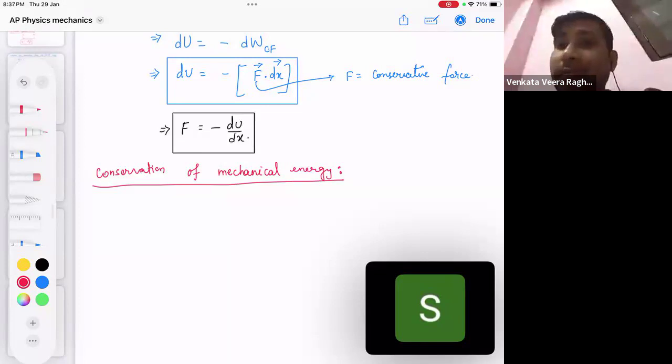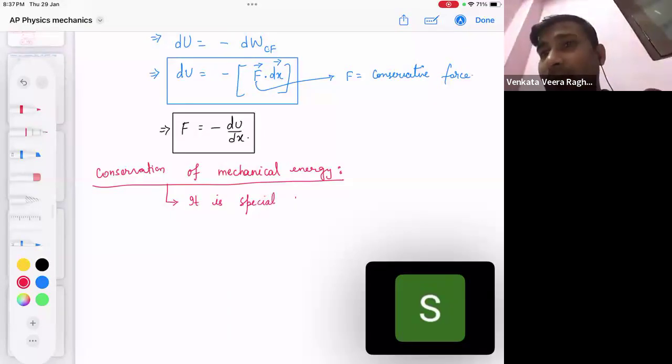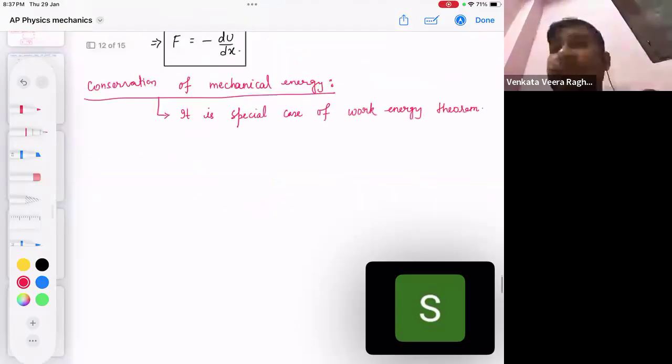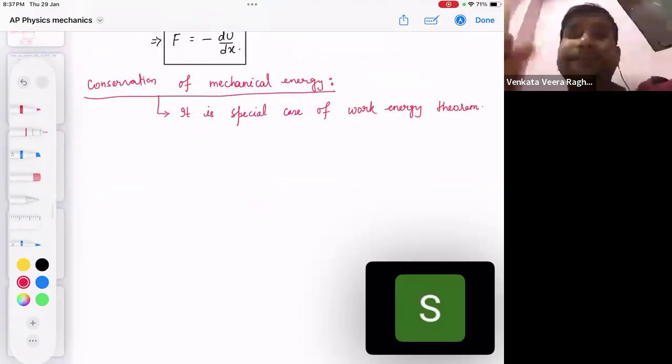Okay. So conservation of mechanical energy is what? It is a special case of what? The work energy theorem. Okay. What is special about the conservation of mechanical energy? Now let's try to understand. Now tell me, what is the work energy theorem?